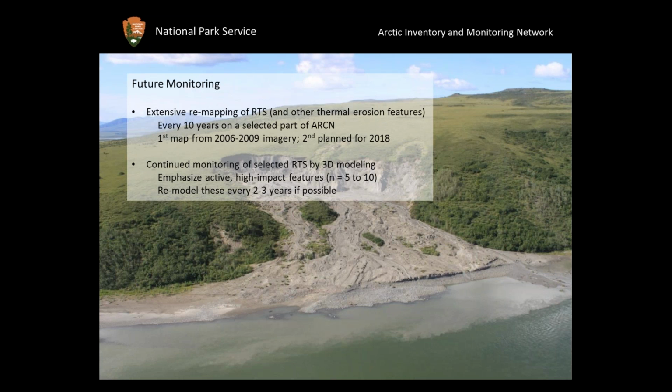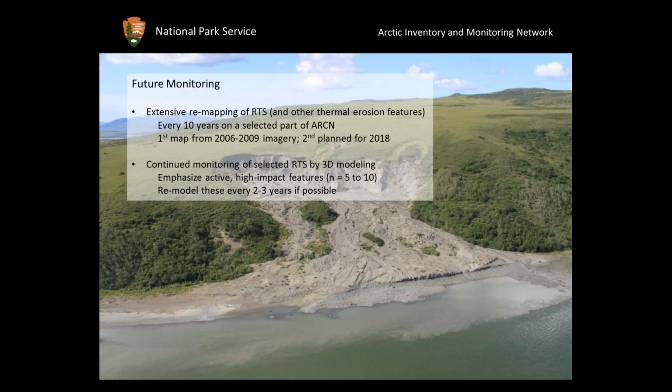And I'm probably not going to try to do the whole network again. Now that we know where they occur, and unless we get evidence that suggests that they're occurring somewhere new, we'll probably narrow it down a little and pick some of the areas where they're really dense, but that's coming up in the next year or two. And hopefully again after that, and we'll see if they are more or less than they were 10 years ago. And then we're also planning to continue monitoring of selected thaw slumps by 3D modeling.